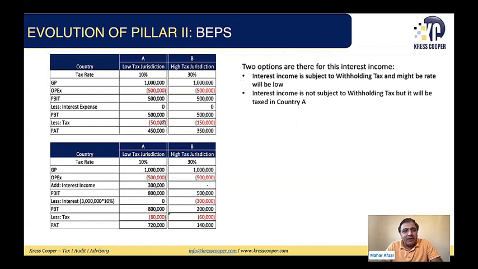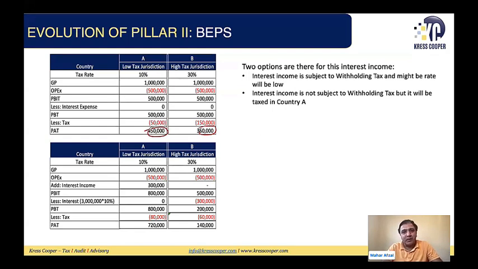This is country A, country B. Country A is a low tax jurisdiction like UAE, and country B is a high tax jurisdiction like UK. Assume this just for discussion purposes. So here the GP is 100,000, then OPEX. This is the area where everything is on an arm's length basis. Here the profit is 340,000, and this profit is 450,000 after tax.